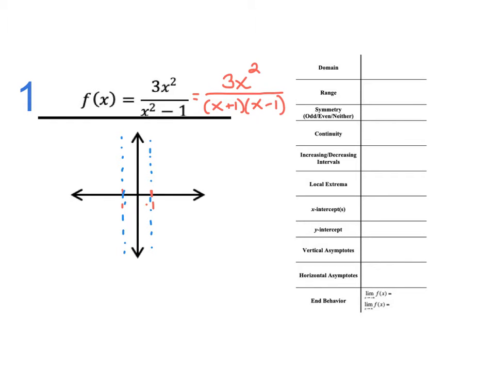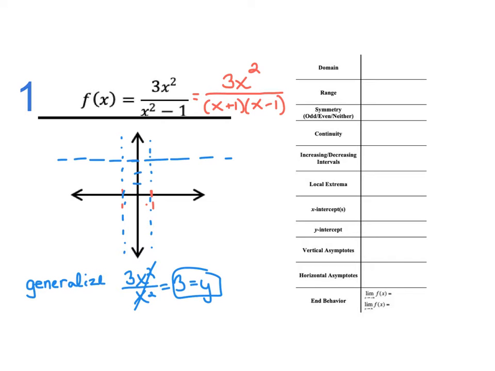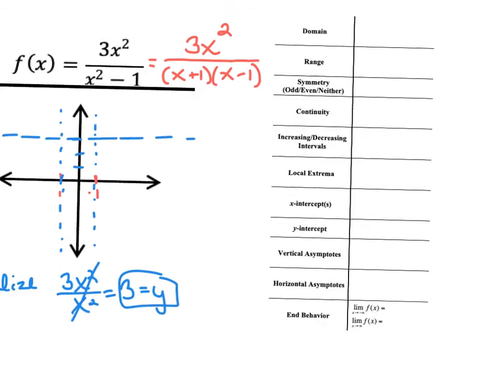I also consider whether or not I'm going to have any horizontal asymptotes. And I think that I will, because if I generalize here, this function is going to become 3x squared over just x squared. That minus 1, as it gets bigger and bigger, is not really going to mean anything, and the x squareds would cancel, and I'm going to have a horizontal asymptote at y equals 3. So on my sketch, I'm going to put in a dotted line at y equals 3, and that will help me make my sketch.